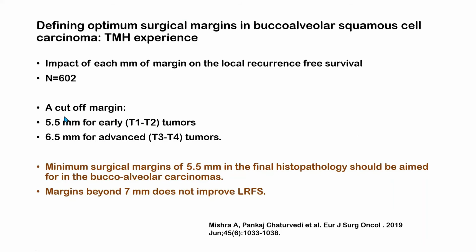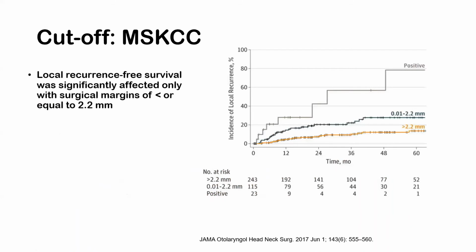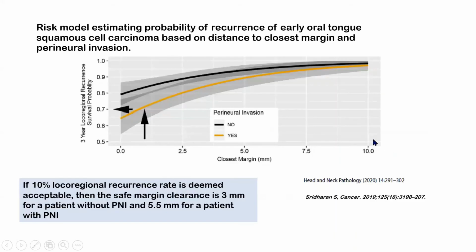5.5 millimeters for early cancers and 6.5 millimeters for advanced cancers was found to be an optimal surgical margin. And margins beyond 7 millimeters do not improve local regional recurrence. So a very important study there. From Memorial, the cutoff that they found which significantly affected local regional recurrence-free survival was 2.2 millimeters. Now it is actually difficult to get a very accurate measurement to the tune of 2.2 millimeters, but it is doable. Still, it is significant to get a cutoff which is well validated.